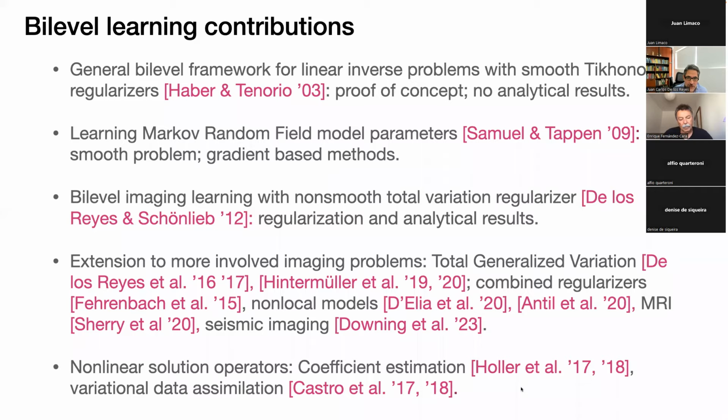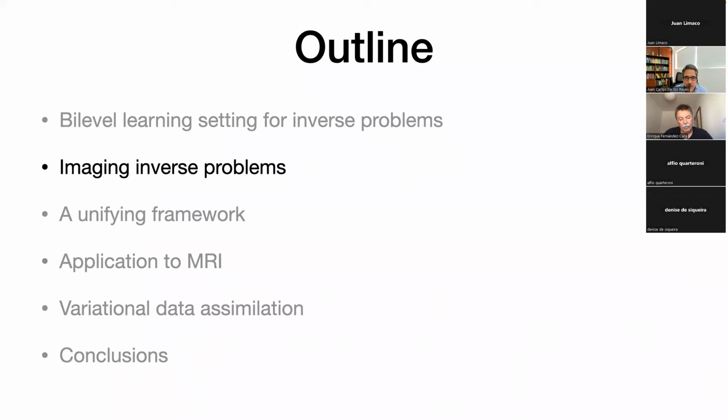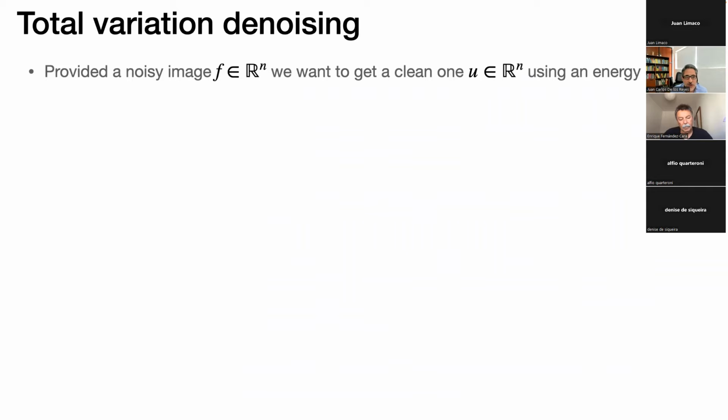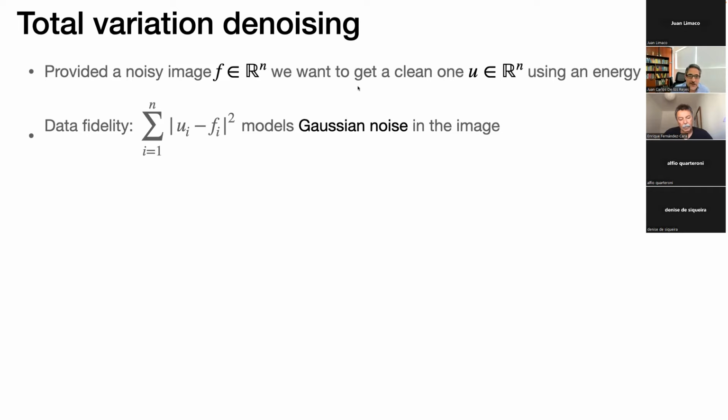So let me briefly go to the inverse problems in imaging. In this case, what you have in the total variation denoising problem is the noisy image f and you want to get the clean one. In this case it is only about imaging. And you also consider an energy model, and this energy model relates two different terms. The one is the data fidelity, and the data fidelity, as we saw before, matches the corrupted image with respect to the one that you want to recover.